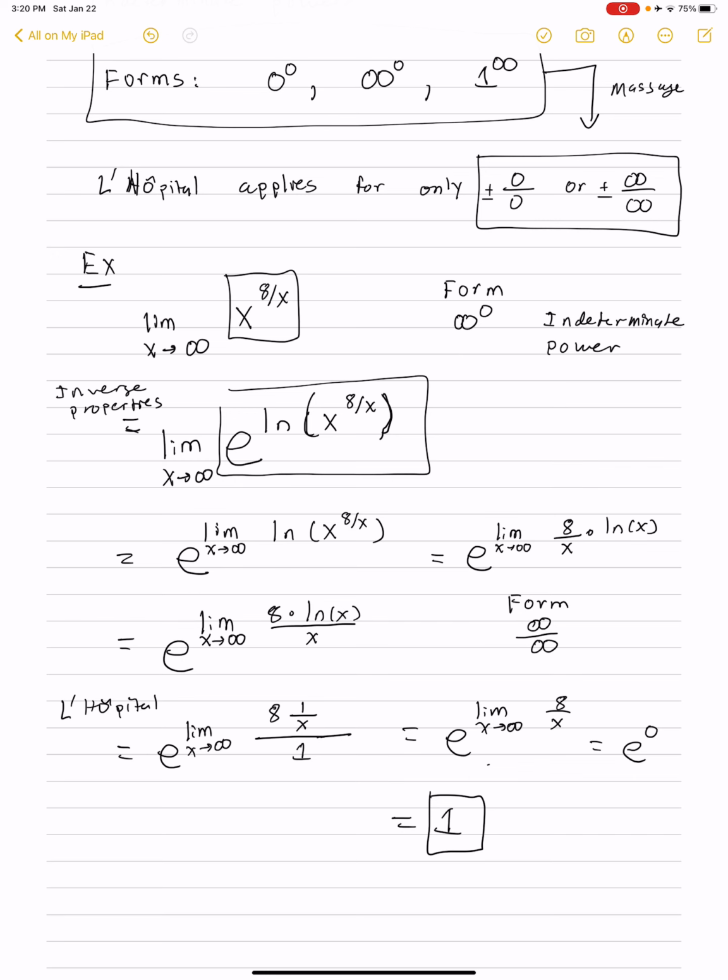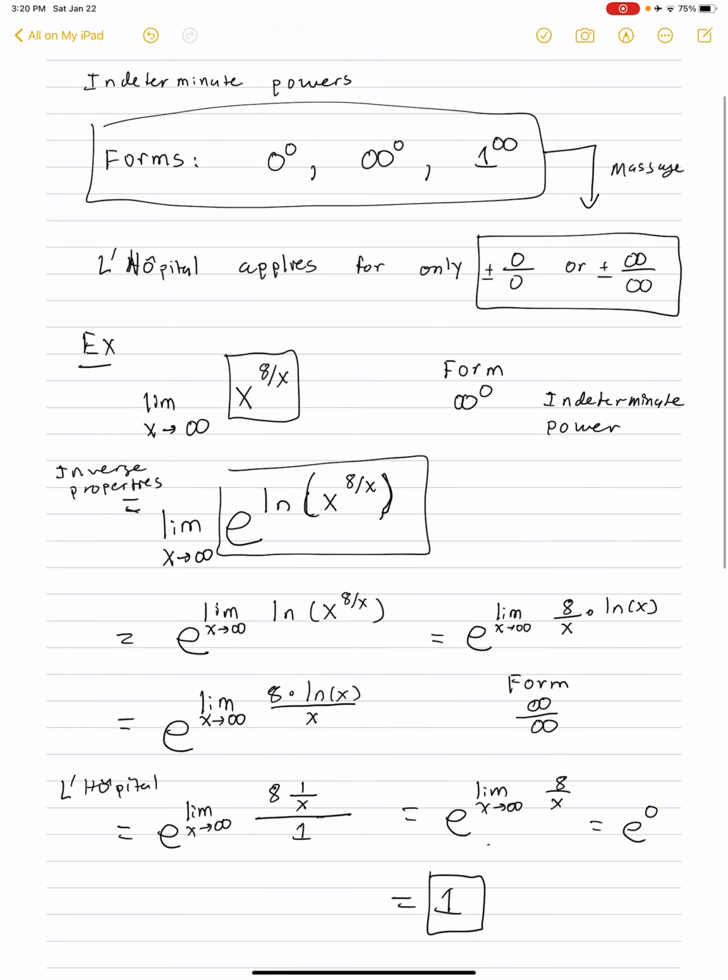Now, notice we started with the form of infinity to the 0. We used inverse properties to massage it into a form of regular L'Hopital's. Then we applied L'Hopital's there and computed the limit. That is a typical scenario for indeterminate powers.